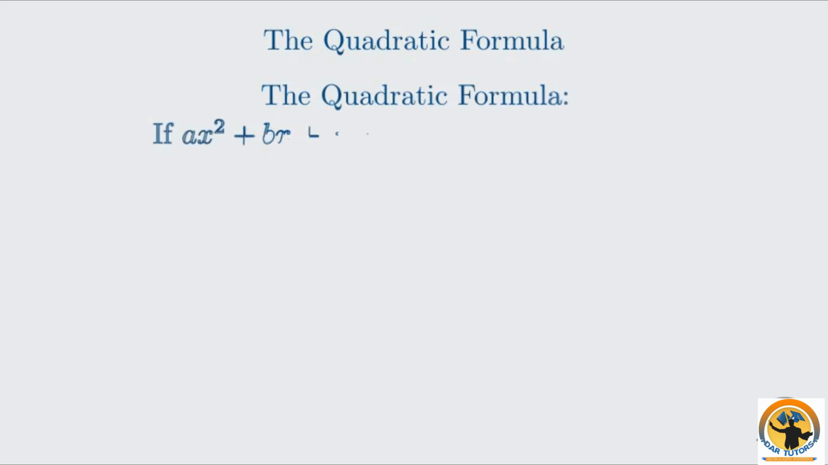Our third method, and often the most convenient, is the quadratic formula. This formula is derived directly from completing the square on the general quadratic equation ax squared plus bx plus c equals 0. Here is the formula. It's a fundamental result in algebra that provides a direct way to find the solutions to any quadratic equation. The solutions x are equal to negative b plus or minus the square root of quantity b squared minus 4ac, all divided by 2a. To use it, you simply need to identify the coefficients a, b, and c from your quadratic equation and substitute them into the formula.